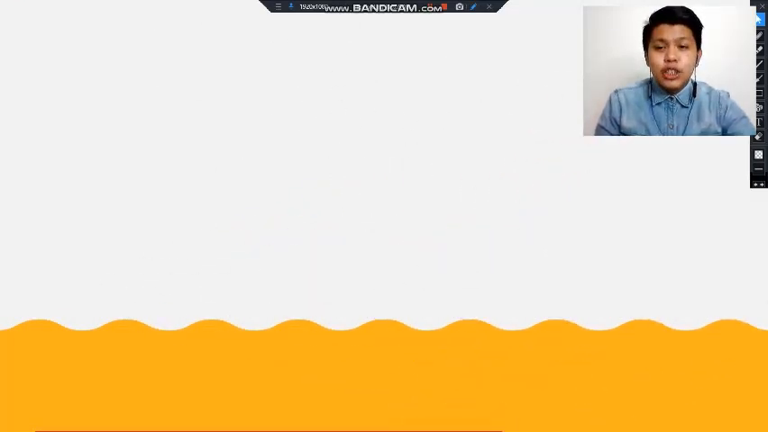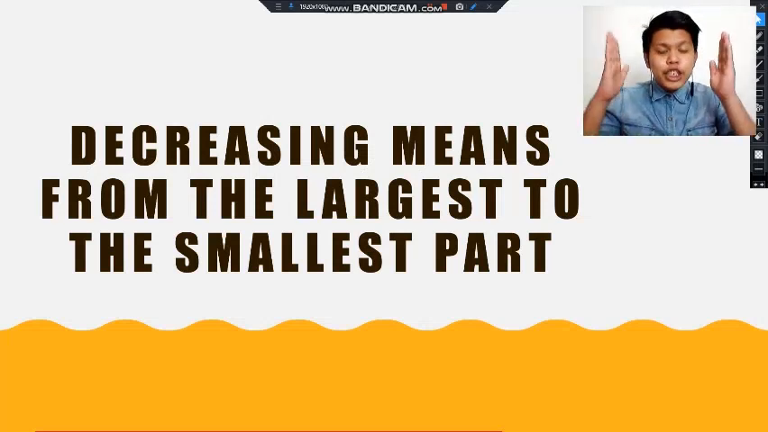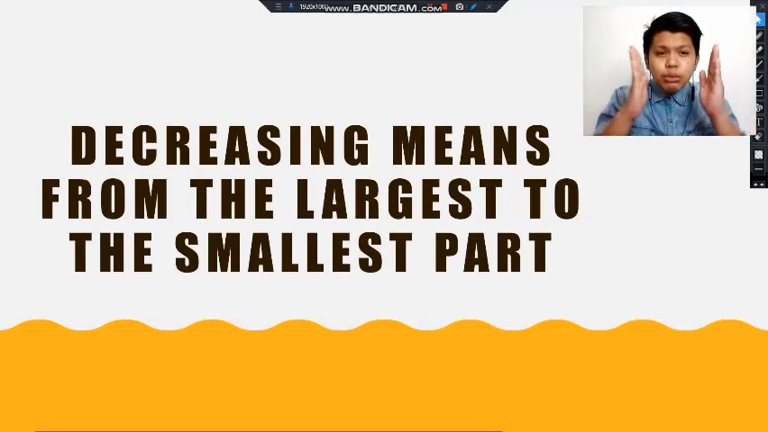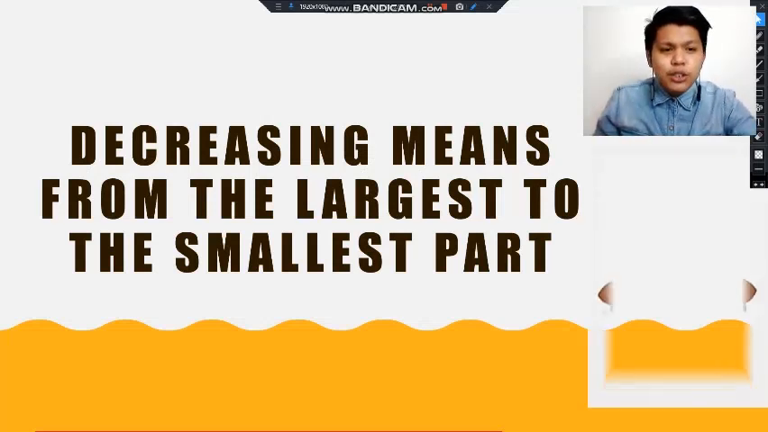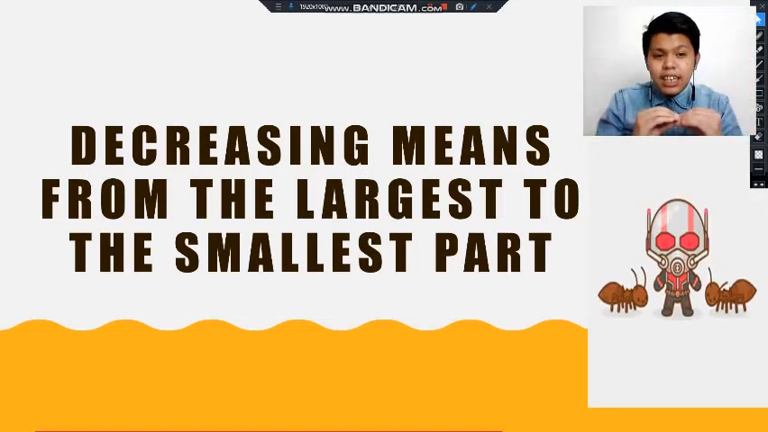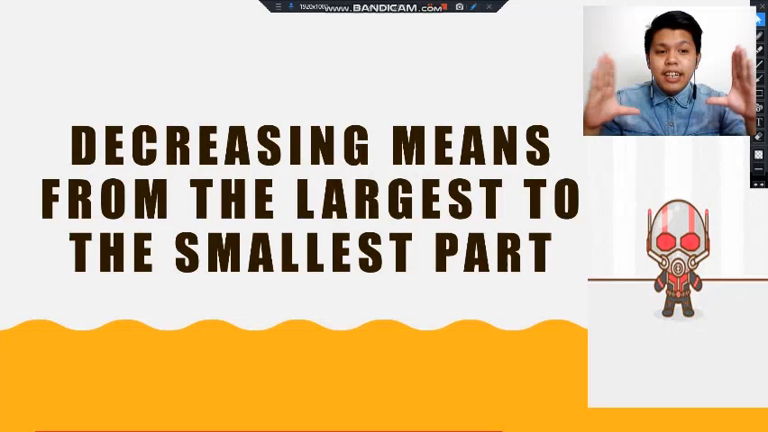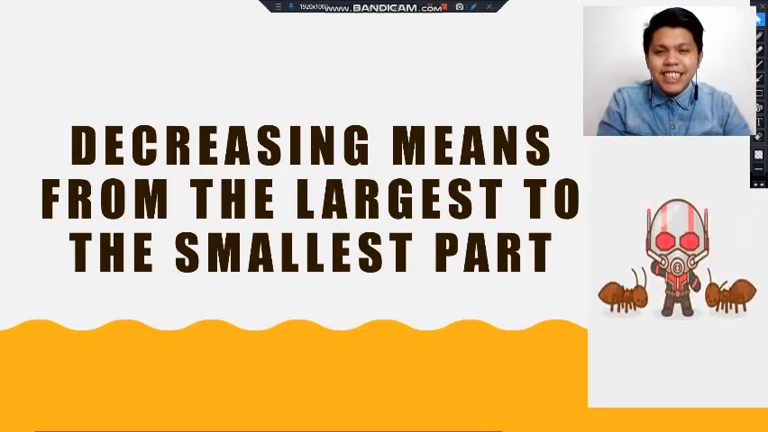Okay, so if increasing is from smallest to biggest or largest part, decreasing means from the largest part to the smallest part. Okay, so just like Ant-Man, from big he can shrink to the size of an ant. Okay, from big he can shrink. So that is decreasing order.